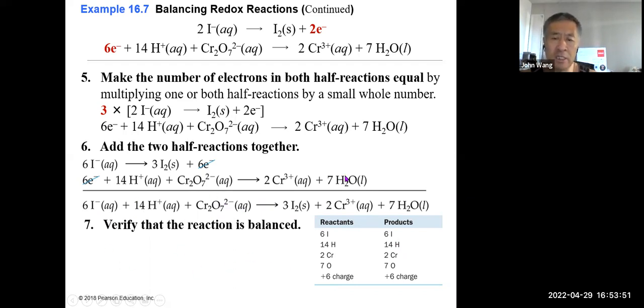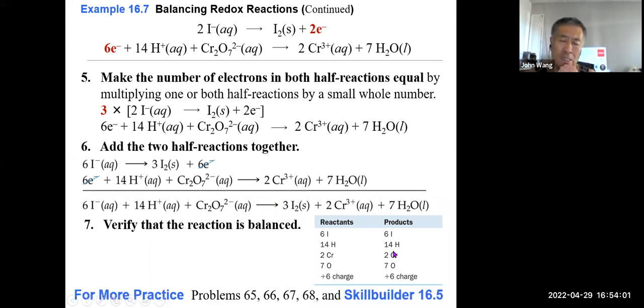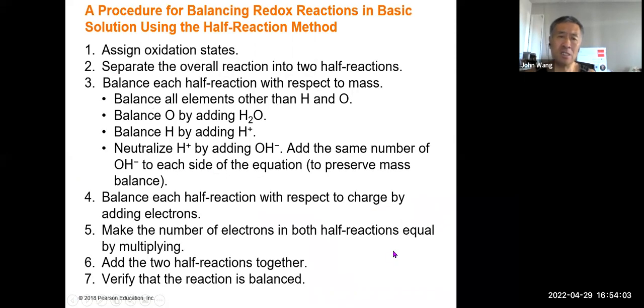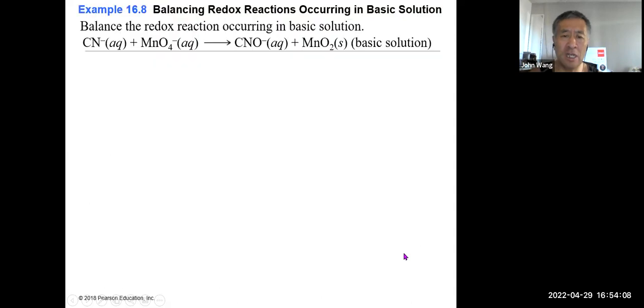Then on the right, what is the charge? Neutral, so therefore 0 charge. Then each Cr is 3 plus, so 2 times 3 plus is 6 plus. So therefore everything is balanced. So good or bad, it's guaranteed you will be able to balance the equation, but you have to follow the procedure.